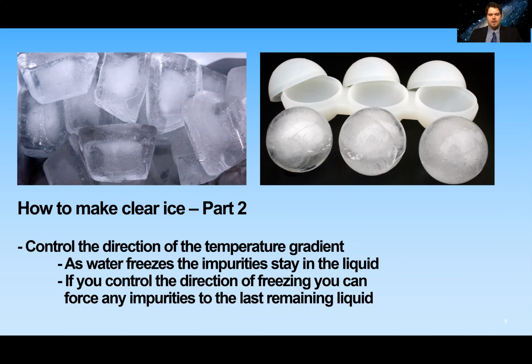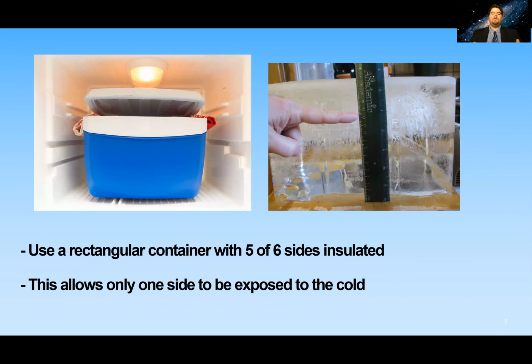remaining liquid. The best way to do this is to use a rectangular container with 5 of the 6 sides insulated. This allows you to expose only one of the sides to the cold and essentially allows you to control the direction of that freezing. And as you can see in the picture on the right, all of the impurities are forced to one side of the ice block, and you can simply cut that off and you're left with clean, impurity-free ice.